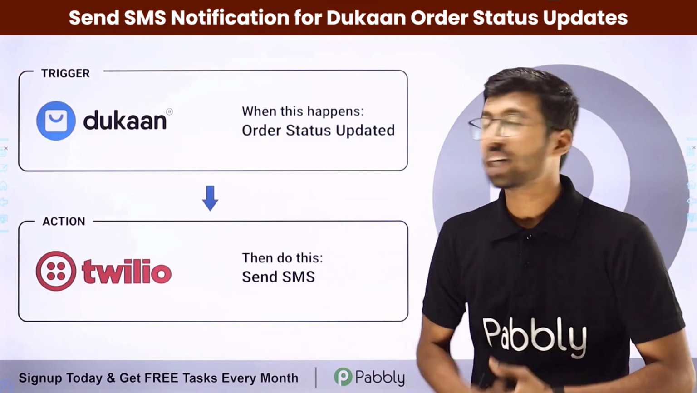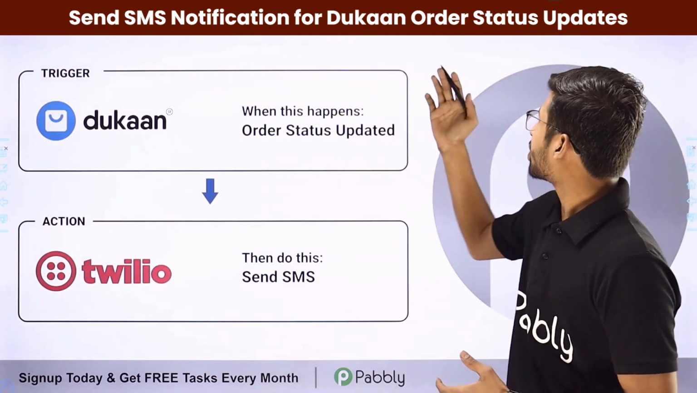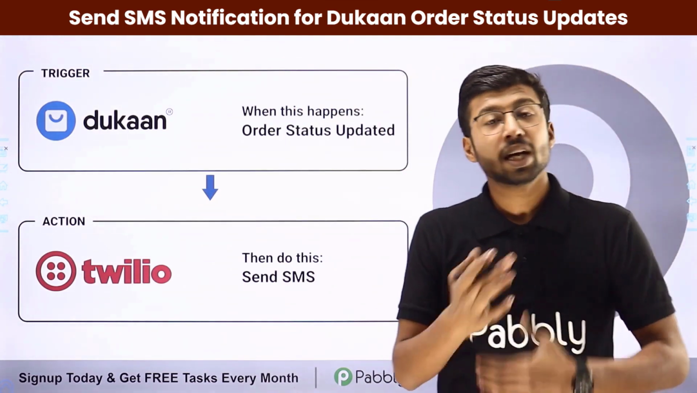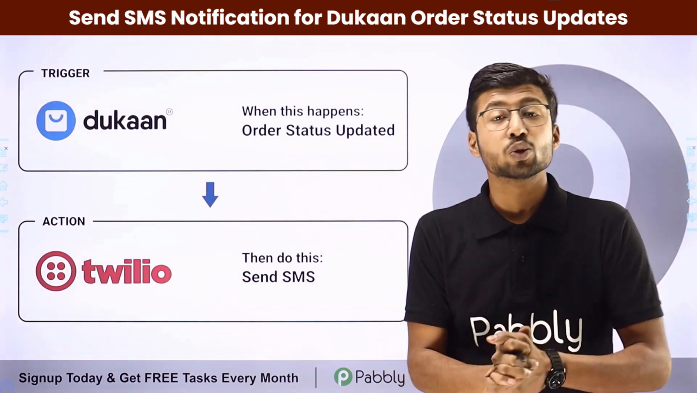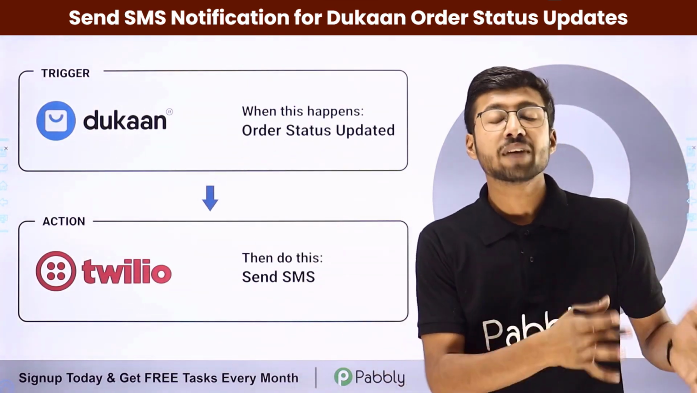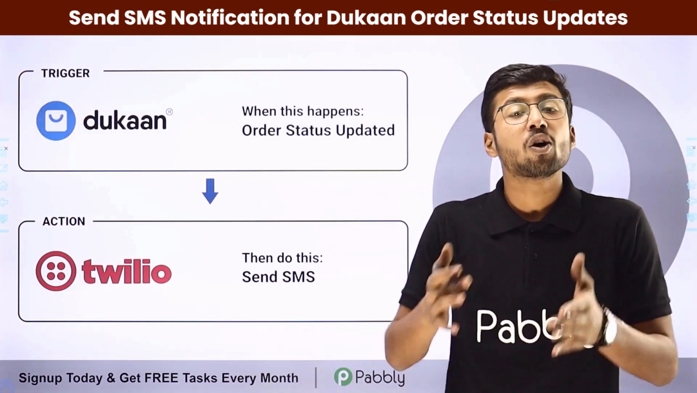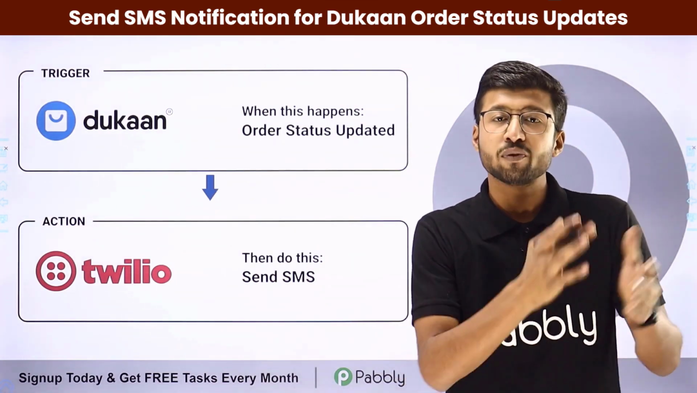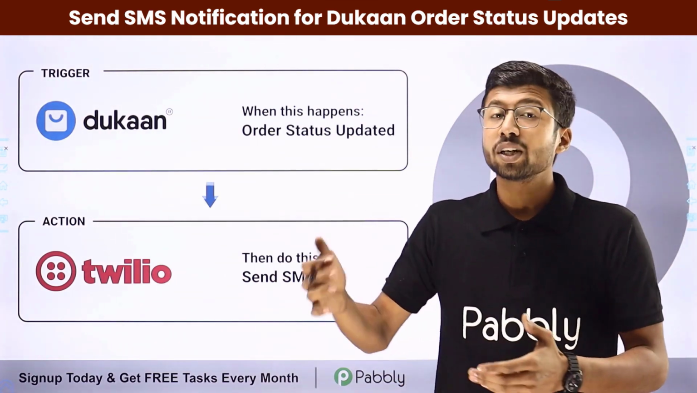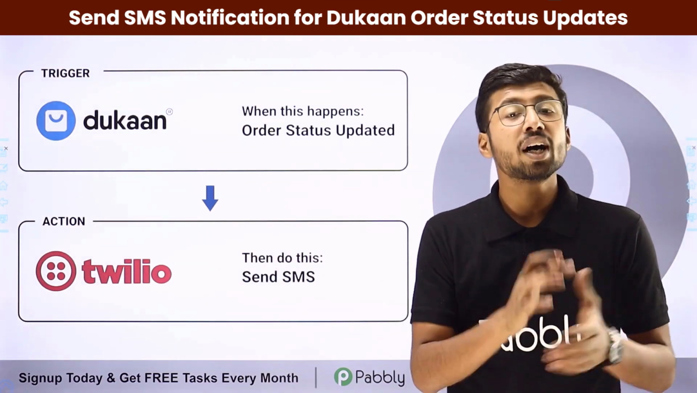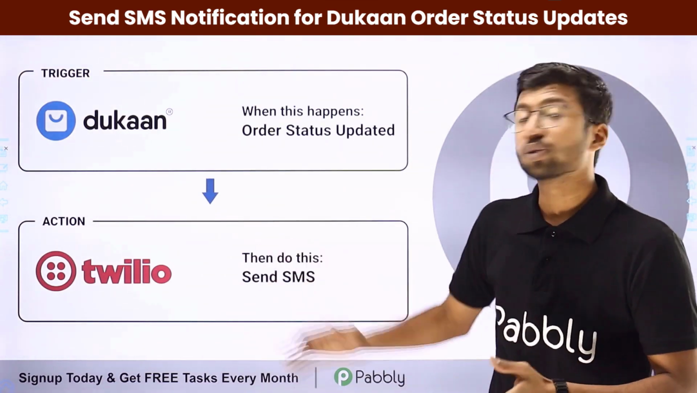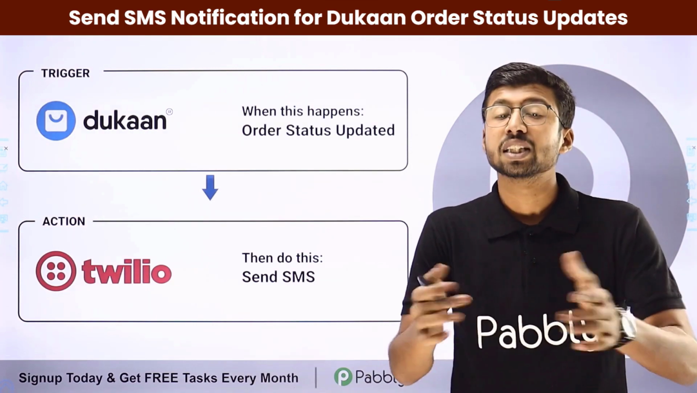So in this video, we will learn how to send SMS notification for Dukaan order status update. Now suppose guys you have created an online store using the Dukaan app and you want, whenever you receive an order and you update or change the status of that order, for example, if you accept the order, you ship it or the order has been delivered, you want to send a SMS notification to your customer who placed the order with the status update.